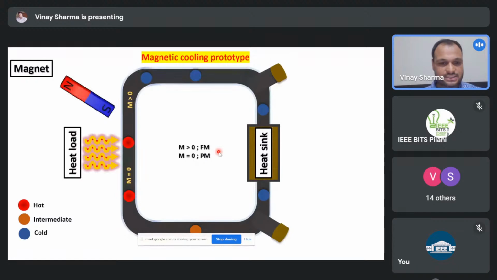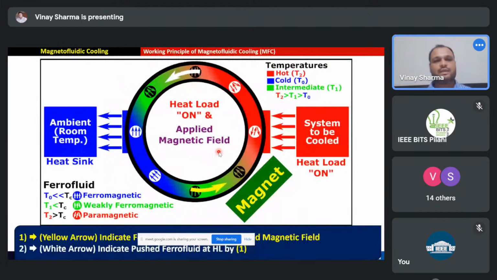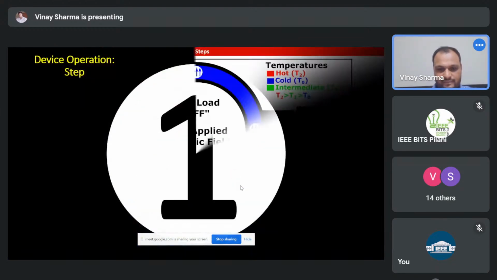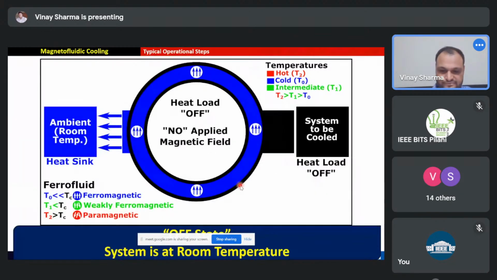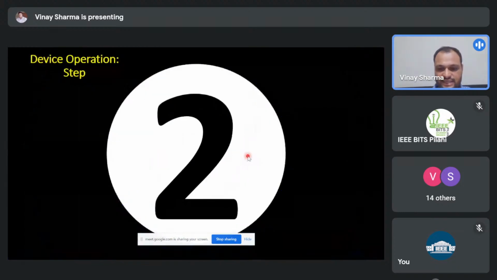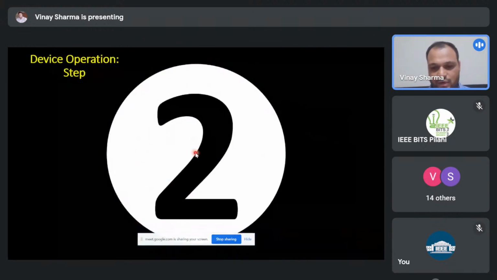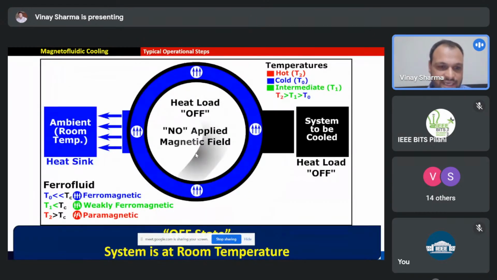So yeah, just here, I think I have some better presentation for this. Yeah, here. So this is how the magnetic fluidic cooling happens. This is a prototype of the device when this is filled in. This is where the system is at room temperature. You see that the magnetic fluid is filled inside this, and there is no magnet. The right hand side we call the heat load, whereas the left hand side we call the heat sink.